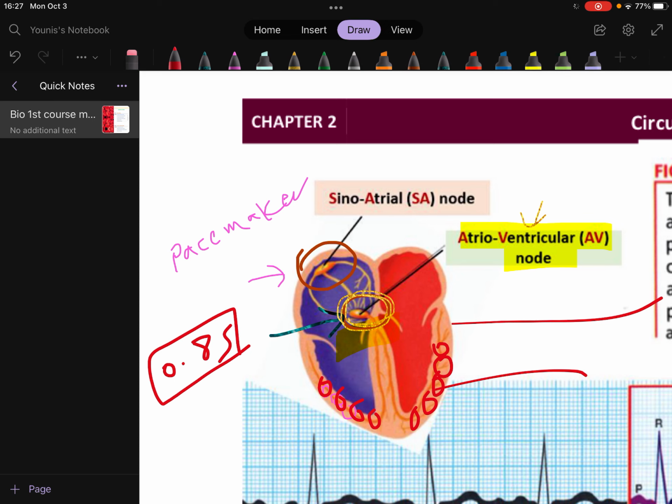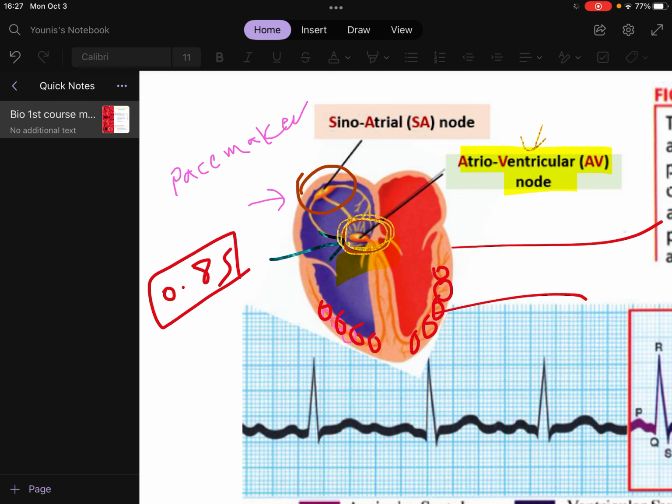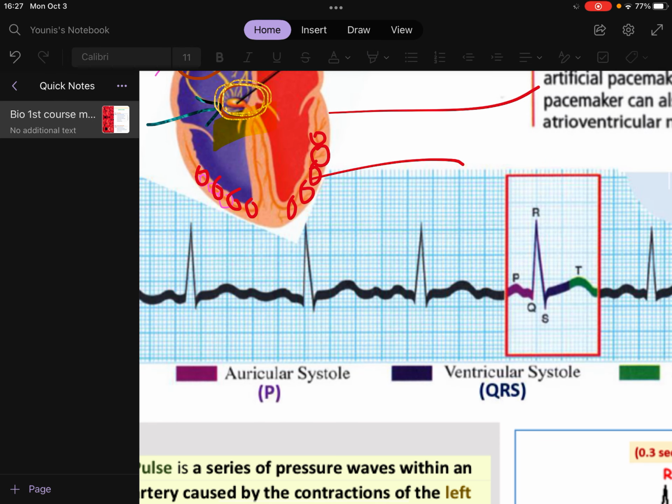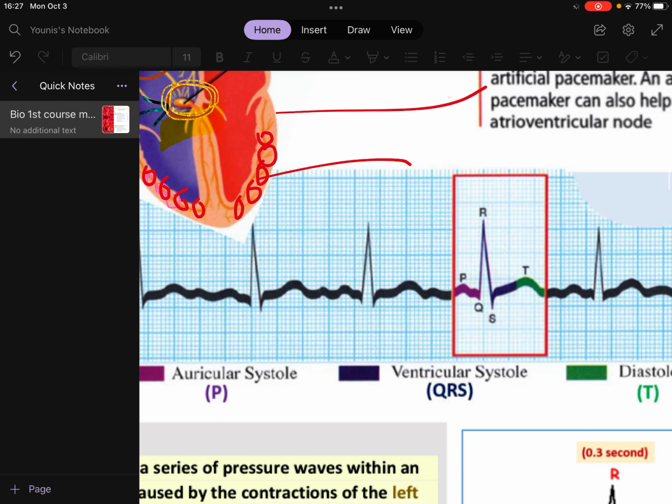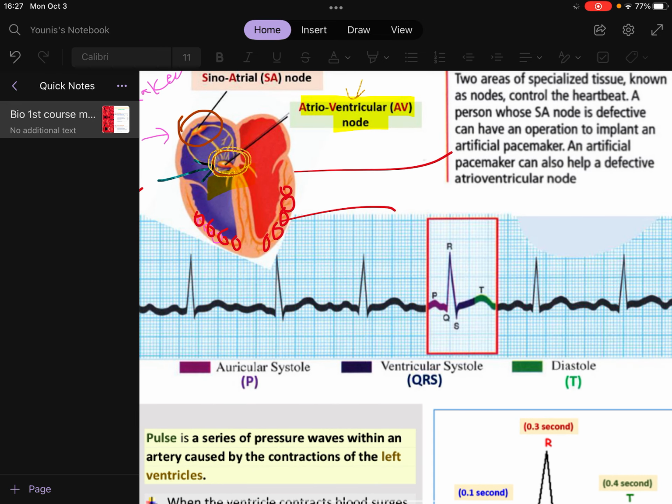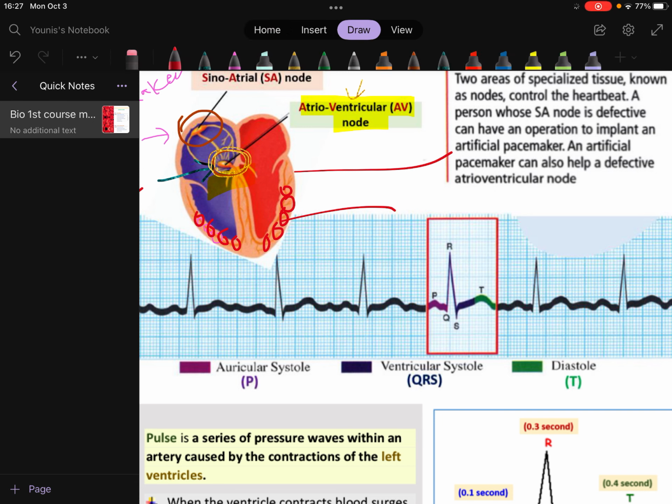This is what's called the cardiac cycle, and here you can see when the cardiac cycle is shown digitally. You can see they have abbreviations used like P for atrial systole, QRS for ventricular systole, and T for diastole. You should know these labels, this is important.